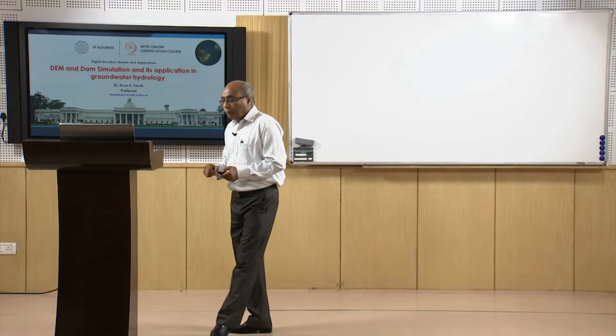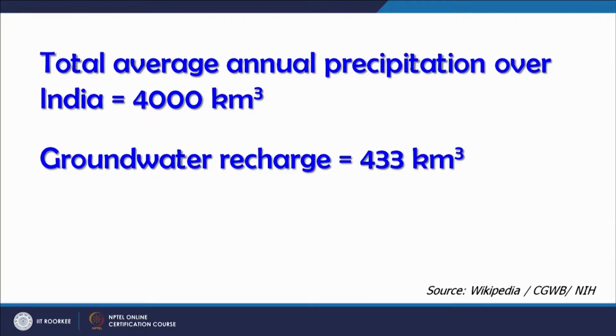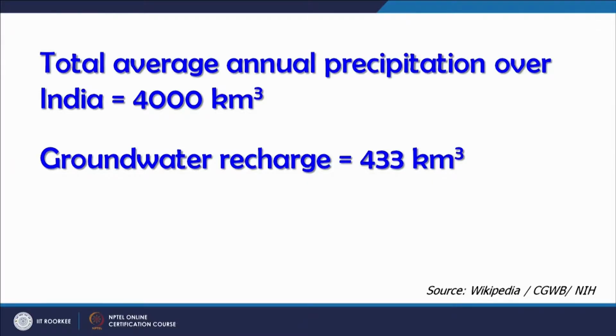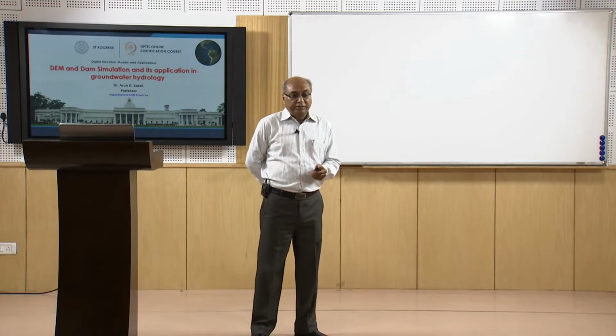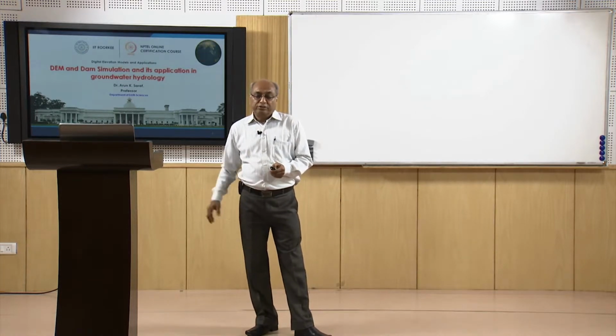Another important piece of information here is that the total average annual precipitation over India is 4,000 cubic kilometers. And the groundwater recharge, which is a very small amount, is 433 cubic kilometers. Most of the water flows as surface runoff and ultimately ends up in the sea. So we need to store this water before it reaches the sea.